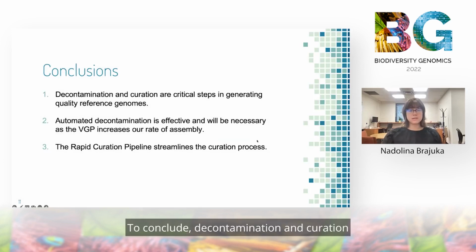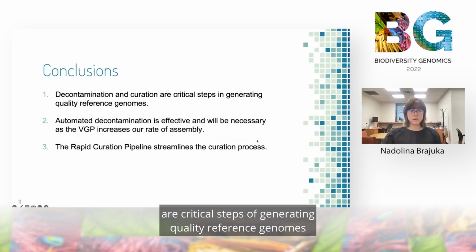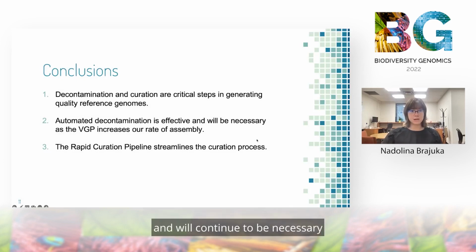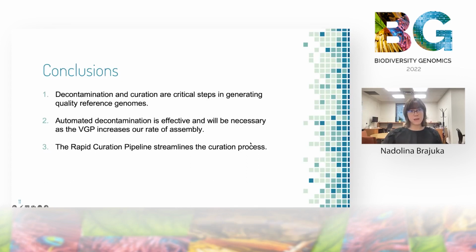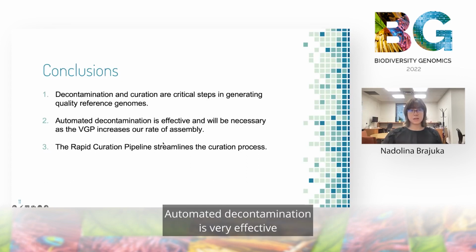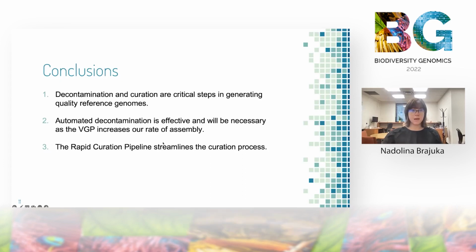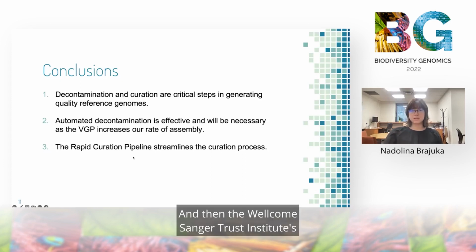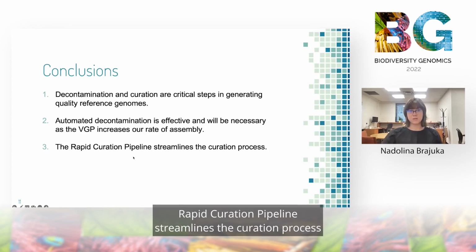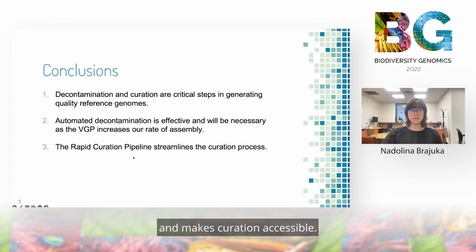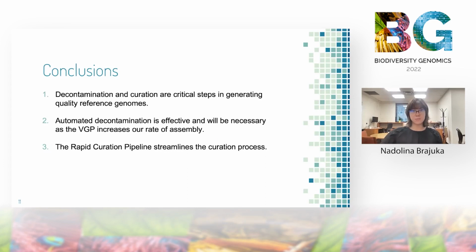To conclude, decontamination and curation are critical steps in generating quality reference genomes and will continue to be necessary as the VGP continues towards its goal. Automated decontamination is very effective and will be necessary as we try to increase our rate of assembly. And then the Wellcome Sanger Trust Institute's rapid curation pipeline streamlines the curation process and makes curation accessible.